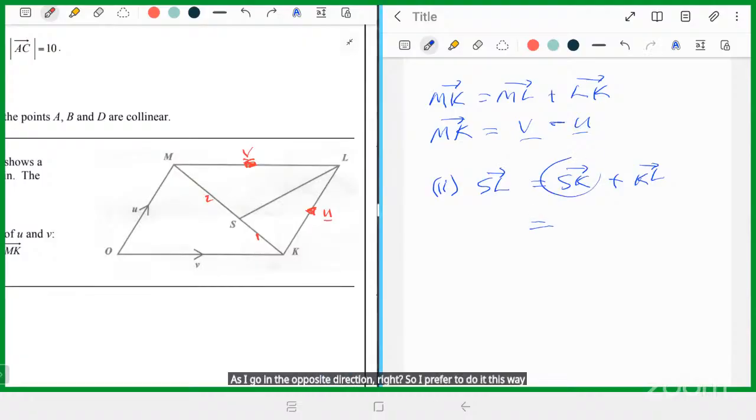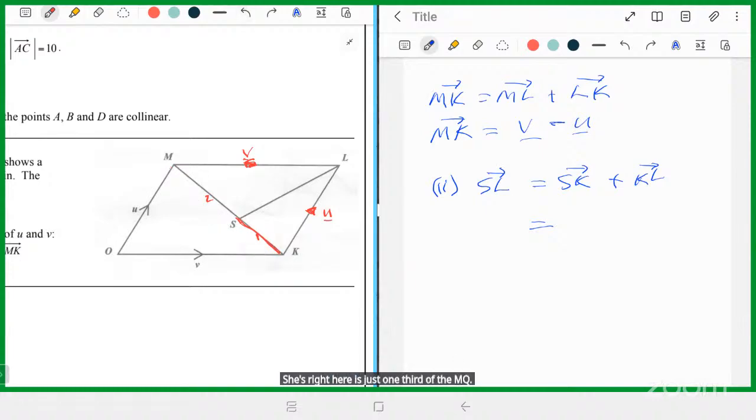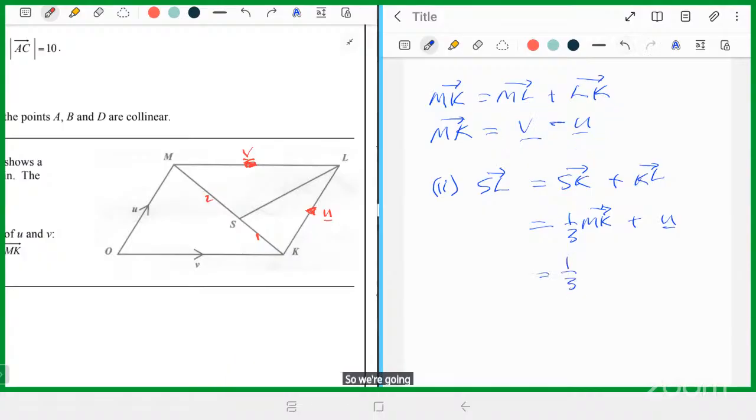Now this SK, which is right here, is just 1/3 of the MK. I want to write it as that. SK is just 1/3 of the MK that we know. This is the MK, taking 1/3 of that. Plus, and this KL is just this side, right? Going up. So we can literally now just put that in if we want. That's a U. What is 1/3 of MK? This is MK, you know. So 1/3 of MK is going to be 1/3 of this part and 1/3 of this part. So it becomes 1/3 of the V, and then minus 1/3 U, and you're adding back this U.